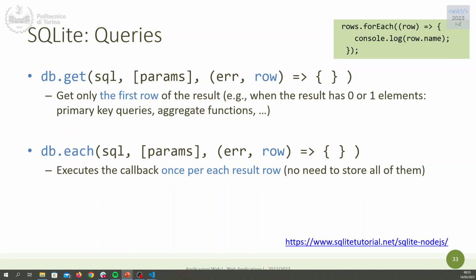You have also the method get that gets only the first row of the results. So for instance, you can use this method if you are 100% sure that you will have only one row. I don't know, select something from table X where ID is equal to something, you will have one row. And you have also this db.each that executes a callback once for each result row. So it could be used to manipulate the rows that you obtain one by one.